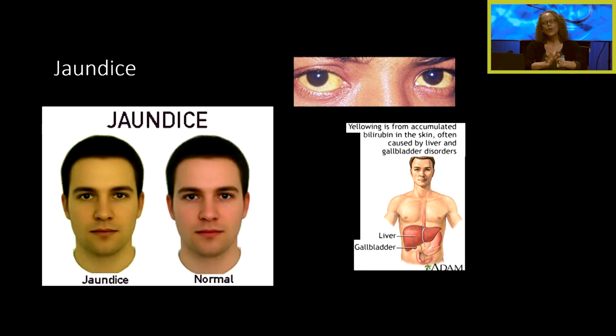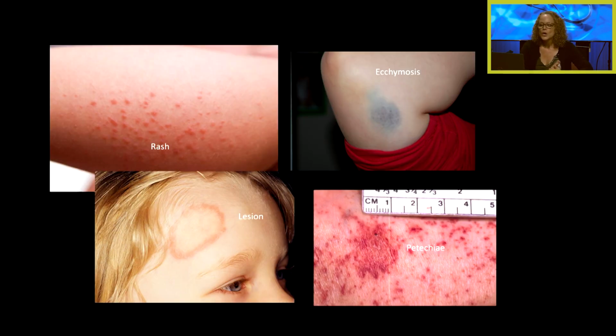So again, we're going to get more into some of this later, but right now we're just introducing what some of the abnormals might be. In this slide, we see some examples of a rash. If you look at the one labeled rash, we can see that it's bumps. They're raised, they're red, and usually rashes are itchy.